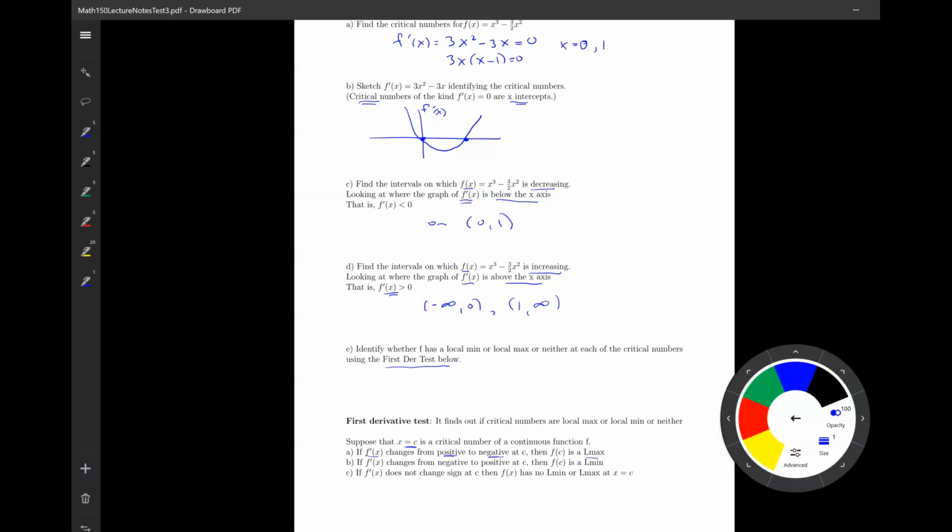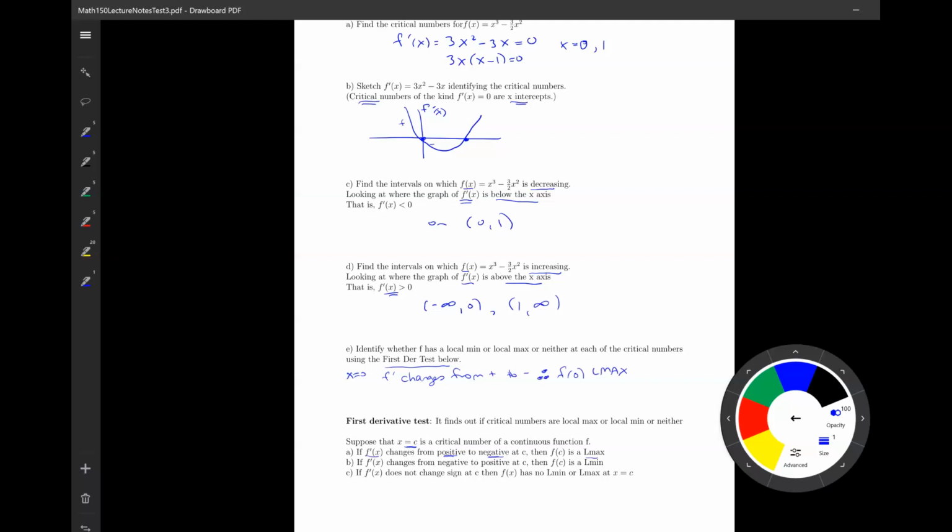So let's look at x equals 0. At the critical number x equals 0, before x equals 0, I have a positive derivative. After x equals 0, I have a negative. So what I would say is f prime changes from positive to negative. So therefore, and I'm just using 3 dots for the word therefore, f of 0 must be a local maximum because I know what's happening with the function.